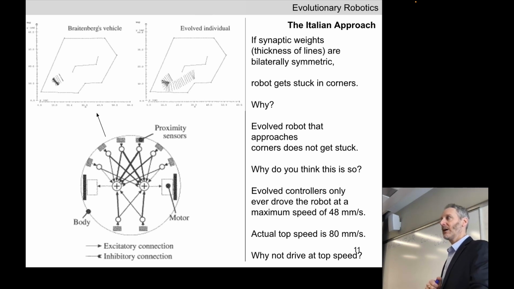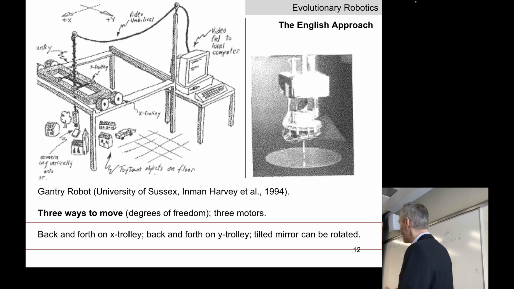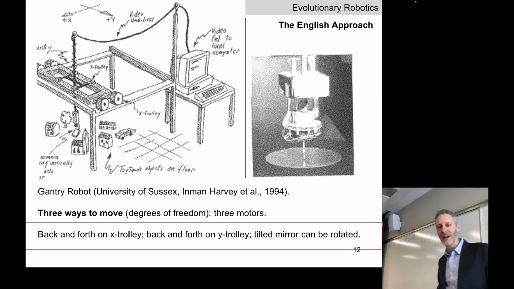Okay, meanwhile, while the researchers were finishing this experiment in Switzerland, on the other side of the English Channel, at the University of Sussex in Brighton, UK, a group of researchers led by Inman Harvey were creating a very, very different kind of physical robot. It's a little bit crazy when you look at it. It's even crazier when you understand the details, but bear with me here. This came to be known as the Gantry robot.